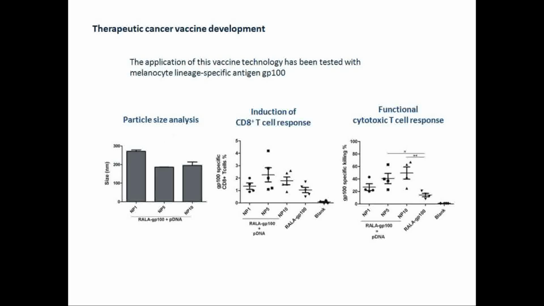From the model antigen, we then shifted on to the melanocyte lineage specific antigen GP100. When this specific peptide is coupled along with the specific nucleic acid, it is also able to form a nanoparticle and induce T cell responses, and those T cell responses are seen to be functional.